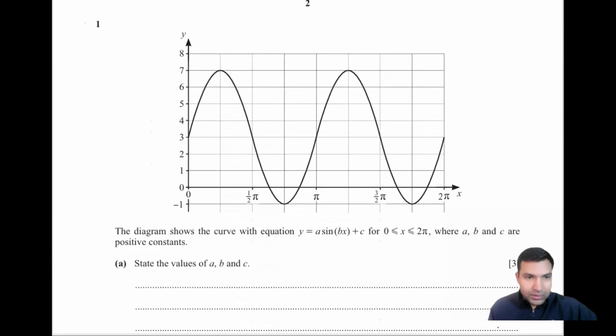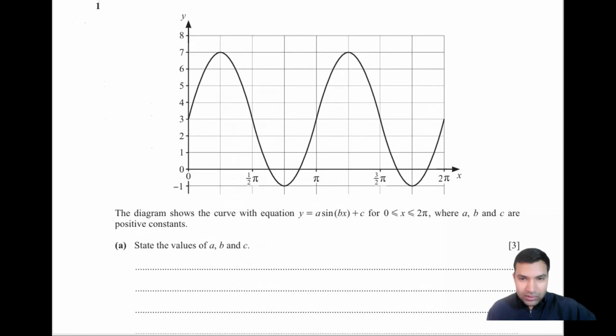So here the first question is from transformation of functions. Let me read it. The diagram shows the curve with equation y equal to a sine bx plus c for x from 0 to 2 pi, where a, b, c are positive constants. State the values of a, b and c. So they're asking us to find the values of a, b, and c, and the graph is given to us over here. So this is basically a sine function, right?